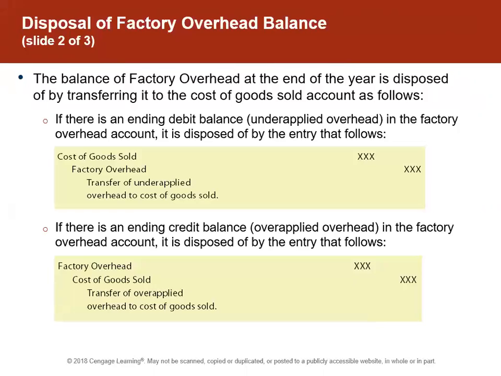If factory overhead has a debit balance, you know you're going to have to credit it to zero it out. If it has a credit balance, you know you're going to have to debit it. And then just know it's always charged to cost of goods sold.